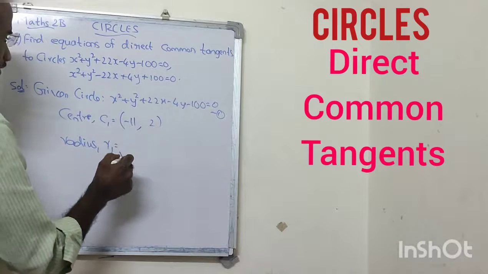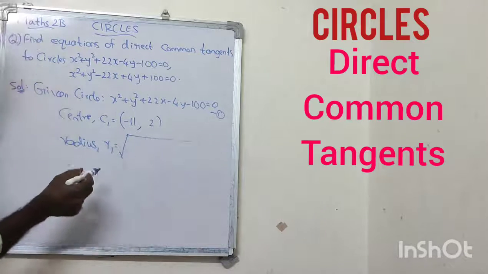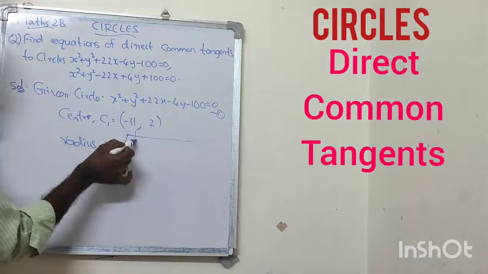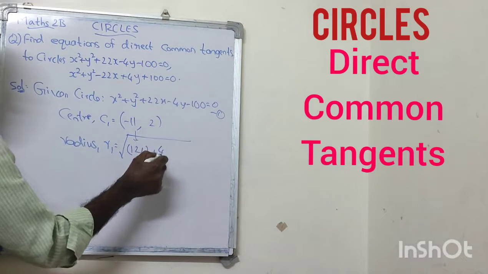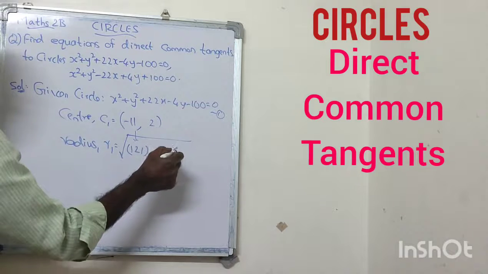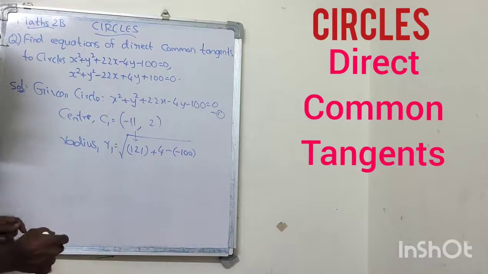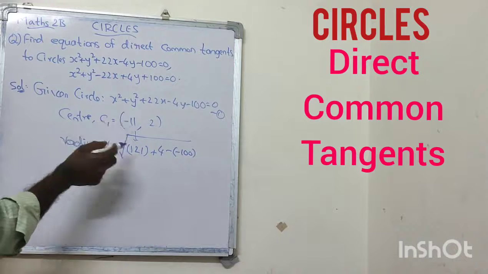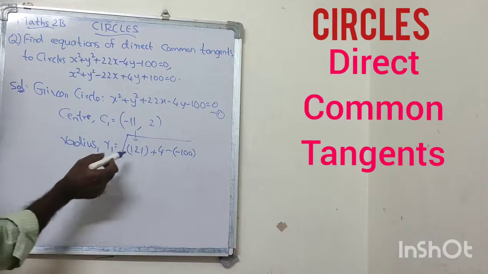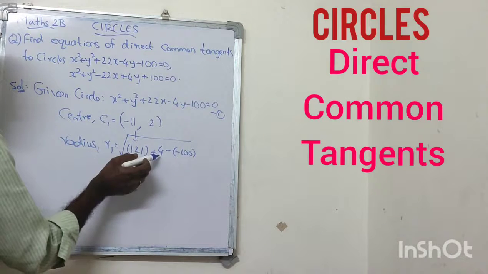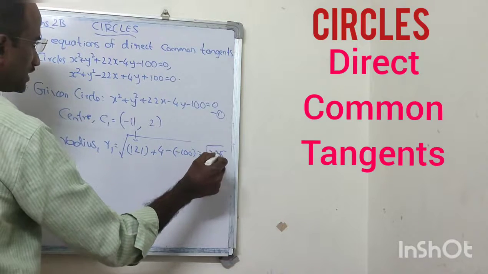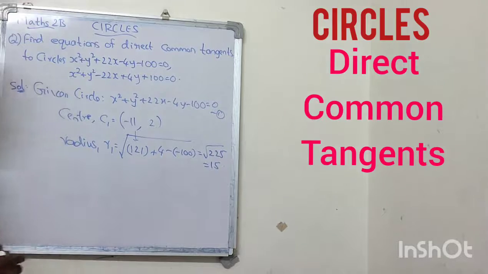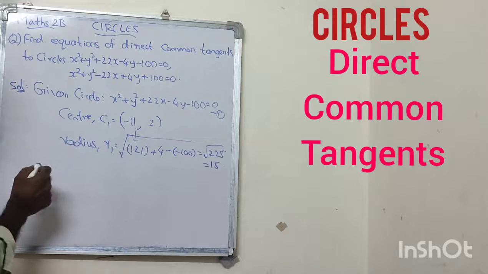R1 is the square root of, I told you to square this. What is minus 11 whole square? 121. 2 square, 4. Minus of minus the constant. This is the trick which I told you in the previous video to find center and radius. Now this becomes 121 plus 4, 125 plus 100, 225, and root 225 is 15. This is radius 1.